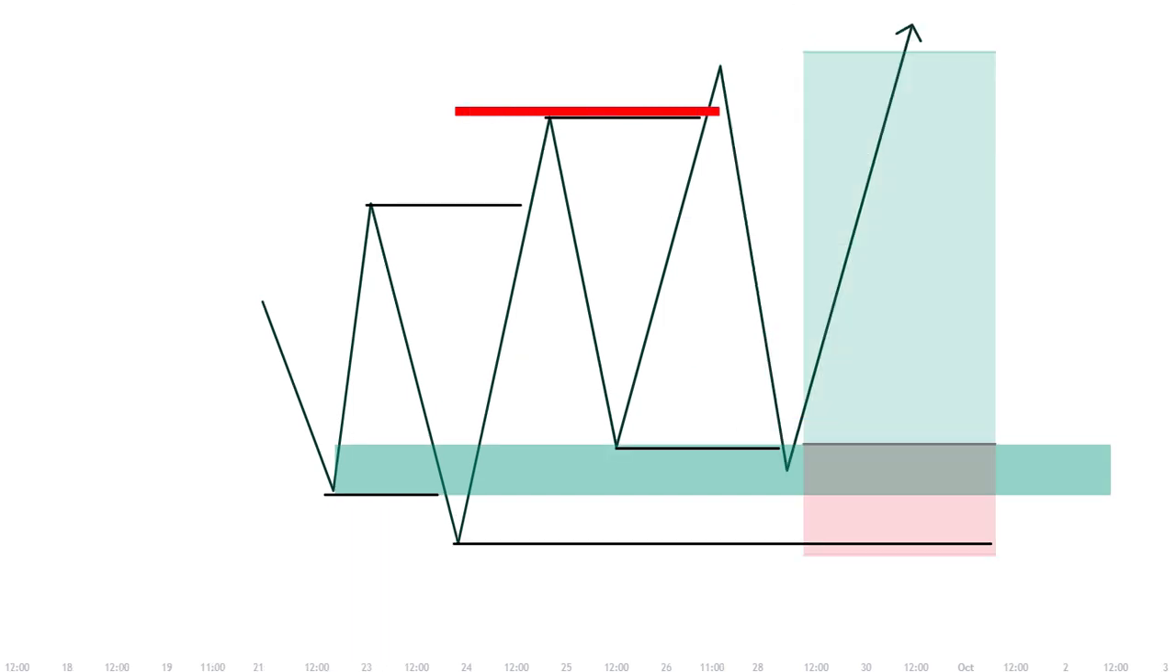Step 4, another BOS, confirmation. Fourth, I wait for another break of structure. That's my final confirmation. When this happens, I know the market isn't just playing games anymore. It's actually ready to move.